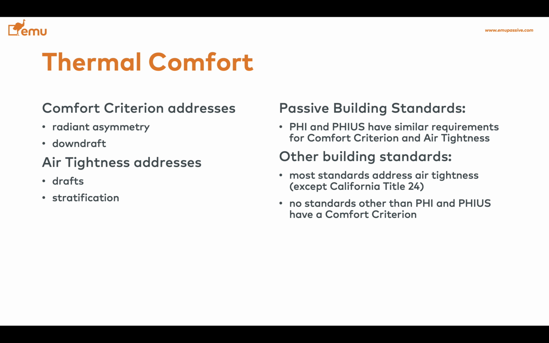Other building standards, most of them address air tightness, except California Title 24. We're going to see that in a specific video. No standards other than PHI and Fuse have a comfort criterion. So that is something that we're going to account for in this scoring for thermal comfort.